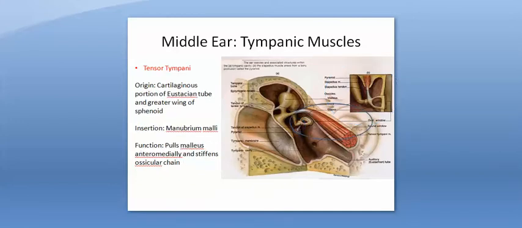All right, and then the second one is tensor tympani. You'll see it's a much larger muscle. Its origin is the greater wing of the sphenoid and part of the eustachian tube. So you actually only see the insertion here in this picture. Its insertion is on the manubrium of the malleus. And it also helps to stiffen that ossicular chain and reduce the amount of vibration that's sent through it.